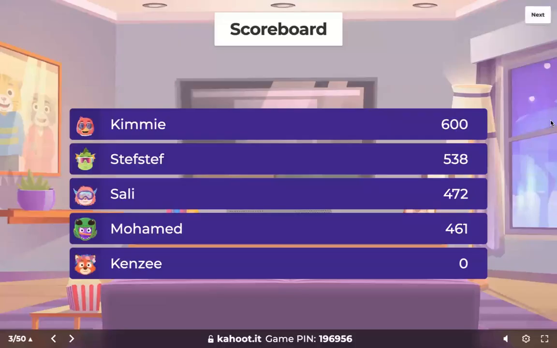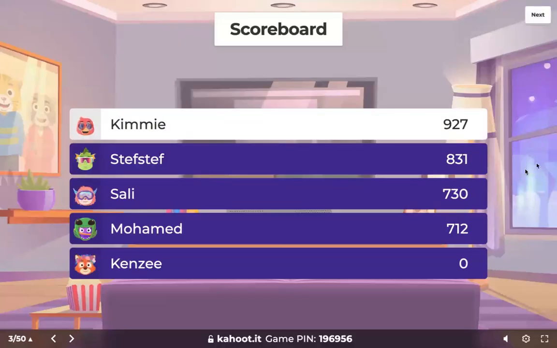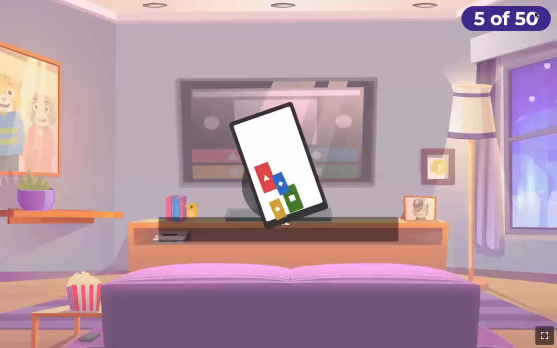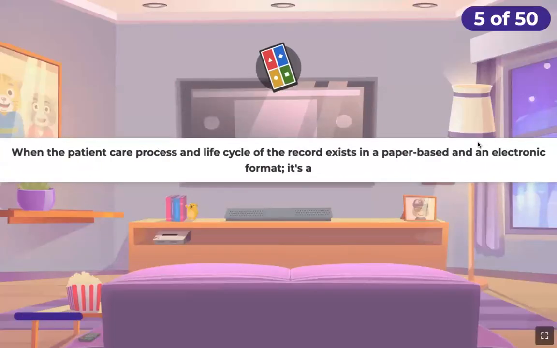All right. So on the leaderboard, we have Kimmy at the top. But this game, anything can happen. Here we go. Just to give you more information about this question, real-time analytics involves analyzing data as it's generated, enabling immediate decision-making based on current information. So that's why that was the answer to that question, okay? All right, let's go on to our next question.